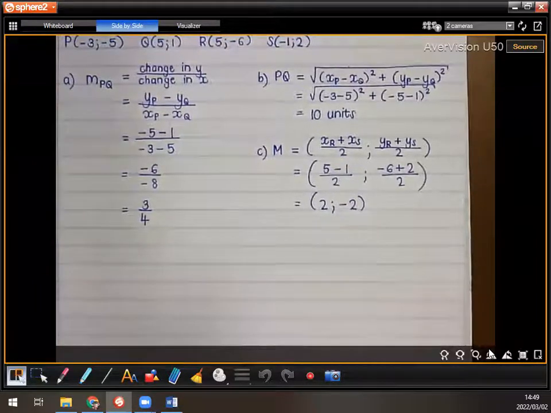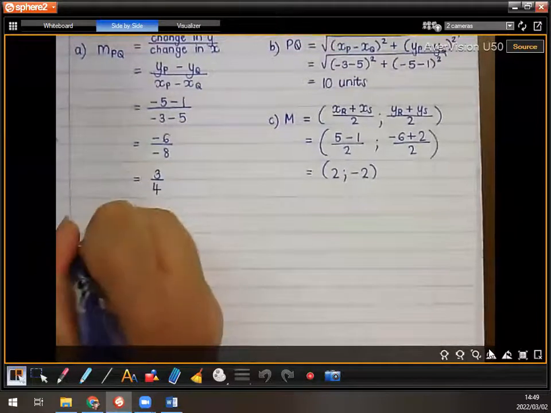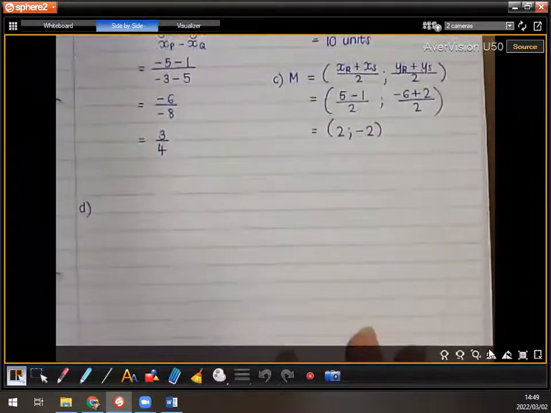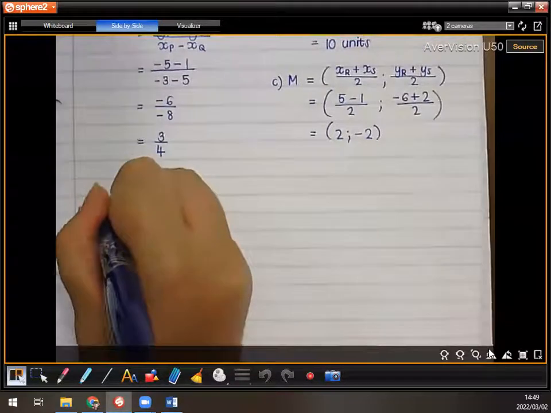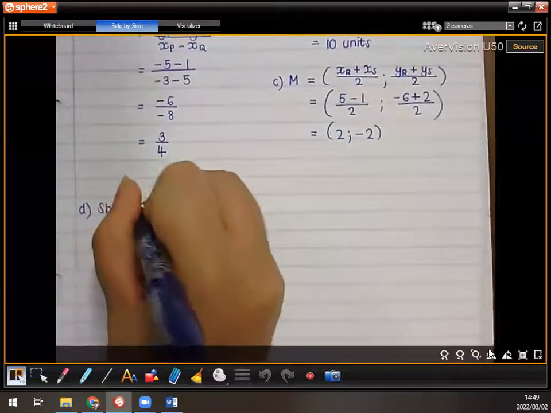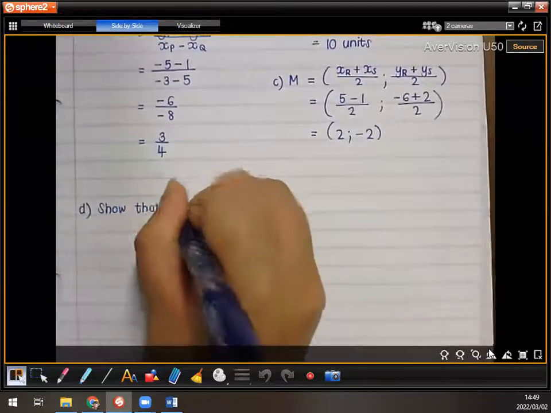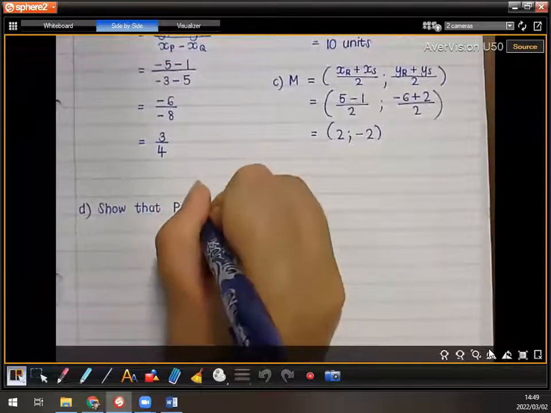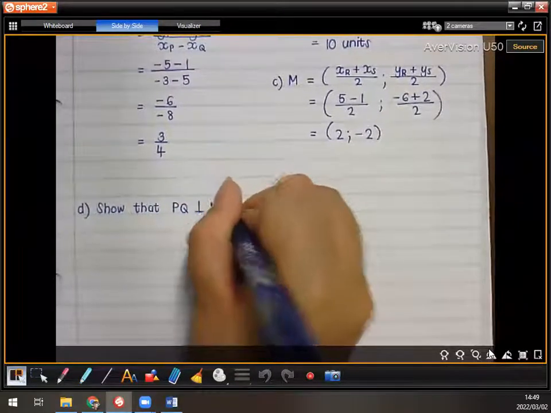Okay, then the last one in number 5 is D. Now this is saying, show that, I'm just going to write the question down. Show that PQ is perpendicular to RS.